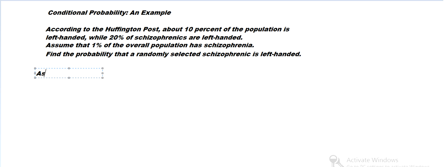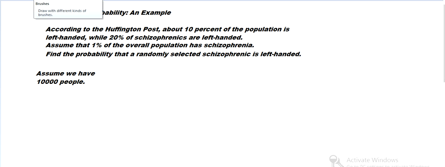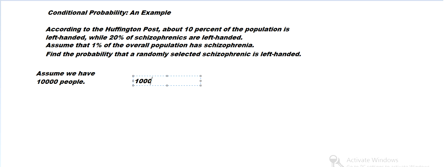We're going to start. The trick is to assume we have 10,000 people. That's a whole number, and so we can start to calculate. If 10% is left-handed, that means 1,000 are left-handed, 9,000 right-handed. So we can take this information and get everything we can out of it.